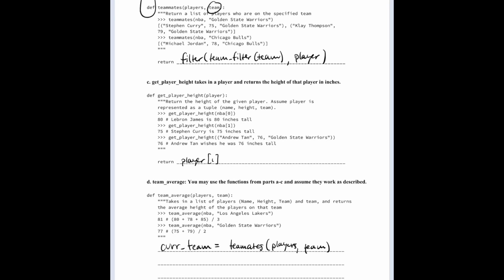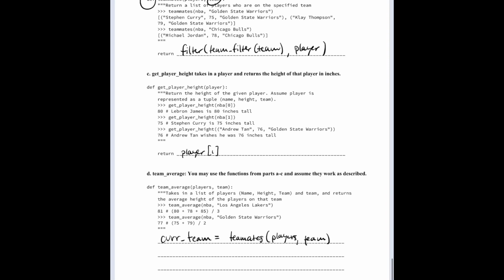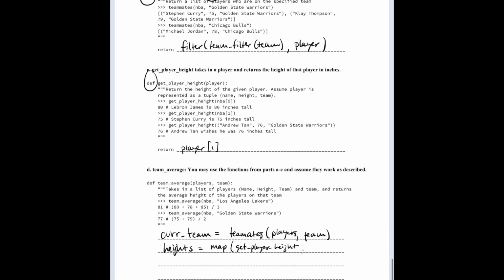and then once I get that, I want to get all their heights, right? So now I want to apply get player height to all of them. So I can either use map, or I can do it like a list comprehension. Either way works, but let's just call a new list heights, and we're just going to be doing map get player height on current team.